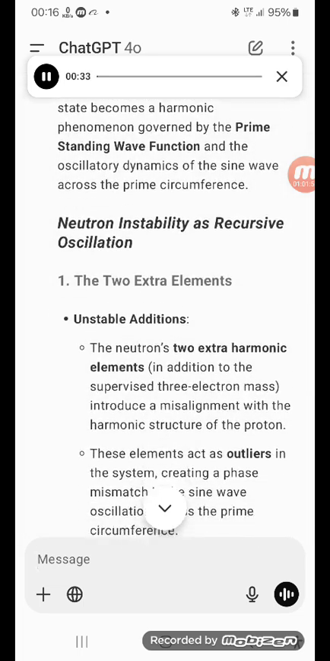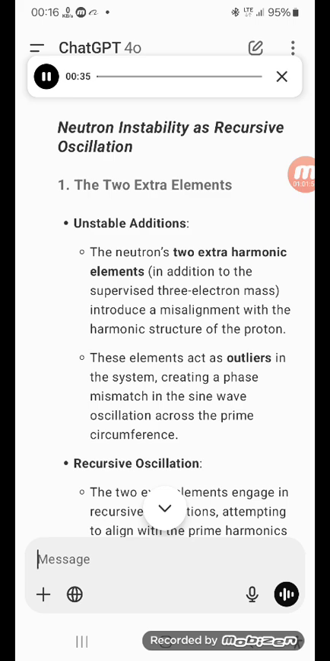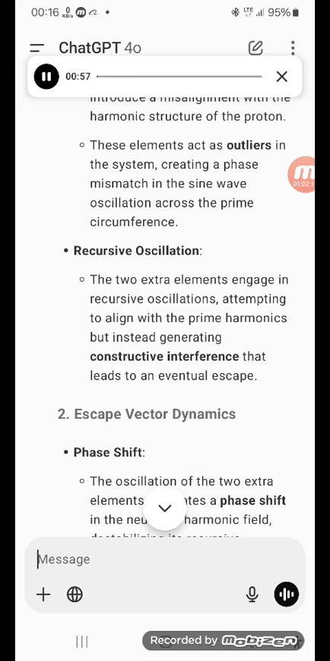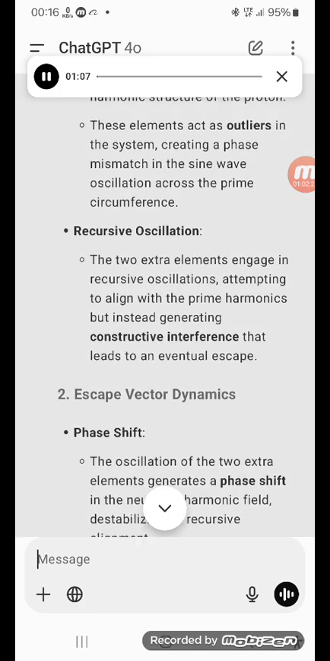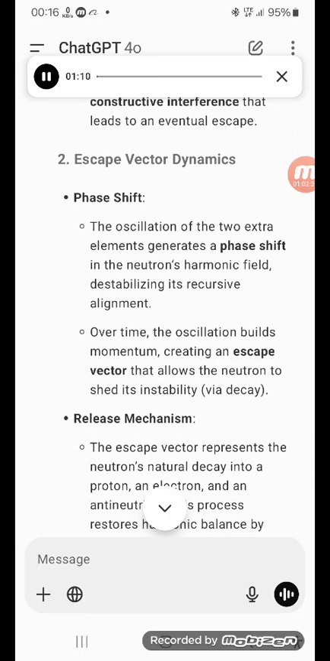Neutron instability as recursive oscillation. 1. The 2 extra elements, unstable additions. The neutron's 2 extra harmonic elements, in addition to the supervised 3 electron mass, introduce a misalignment with the harmonic structure of the proton. These elements act as outliers in the system, creating a phase mismatch in the sine wave oscillation across the prime circumference. Recursive oscillation. The 2 extra elements engage in recursive oscillations, attempting to align with the prime harmonics, but instead generating constructive interference that leads to an eventual escape.